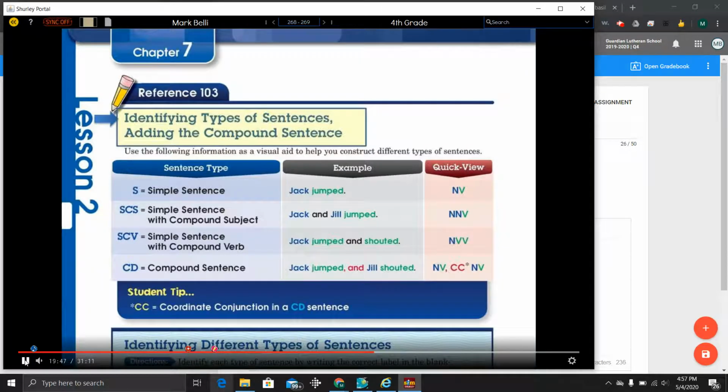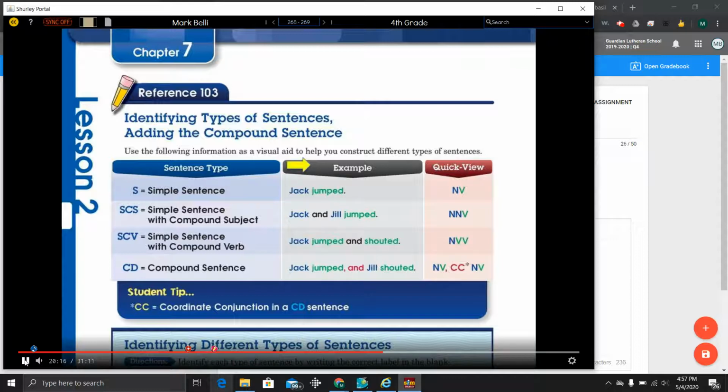Now that you have learned to construct simple and compound sentences, it will be important to listen carefully to reference 103 as we learn to identify types of sentences, adding the compound sentence. Now let's use the following information in the chart as a visual aid to help us construct different types of sentences. Notice in the first blue box, it gives us the sentence type.